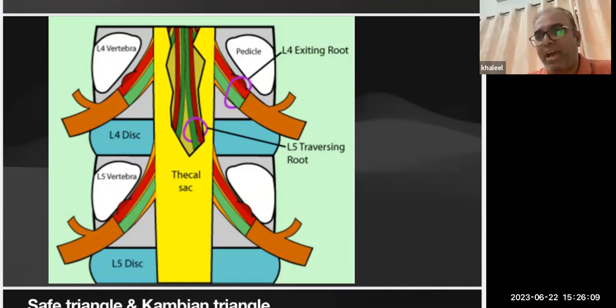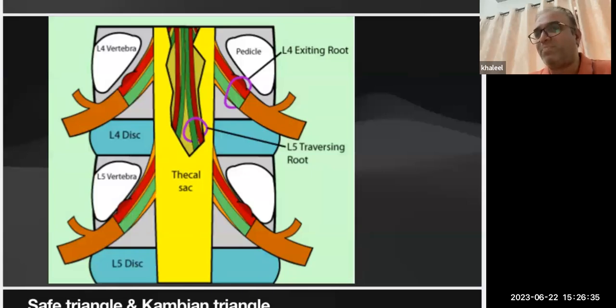When we come from below, this is the L5 pedicle. This nerve root has to come below the L5 pedicle. However, when this L4 was coming out, the L5 was in line up to come out. Before it becomes the exiting nerve root at this level, it is a traversing nerve root. Why is it important?